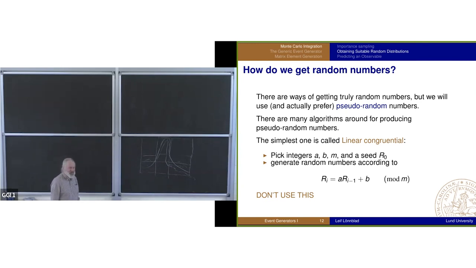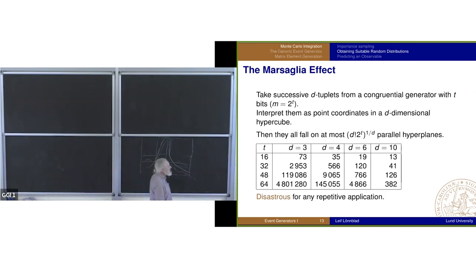Actually, people used it for a very long time because it was very cheap to get these random numbers. But someone realized, well, you can see just by looking at it, that there has to be some correlation between consecutive random numbers, right? And it's called the Marsaglia effect. If you construct sequences of successive random numbers and plot them in some kind of hypercube, you will see that the whole hypercube is not covered.